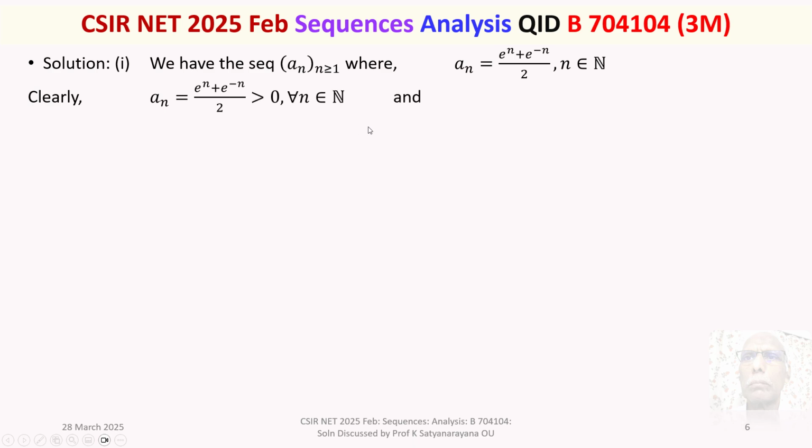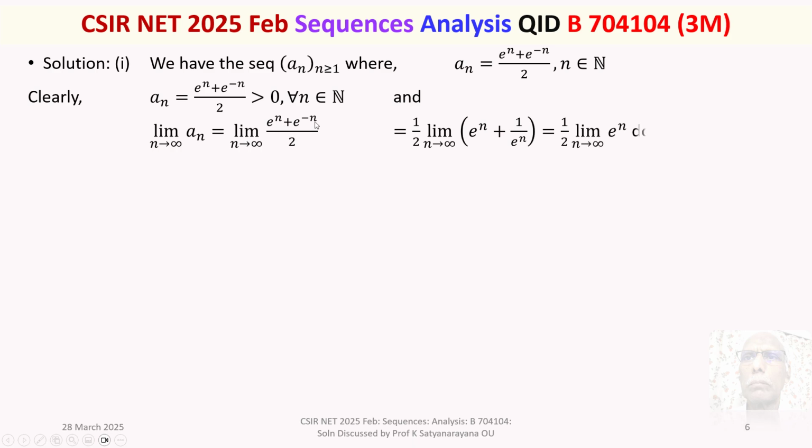Let us talk about the limit as n tends to infinity of an. That is equal to the limit as n tends to infinity of (e power n plus e power minus n) by 2. Take out 1 by 2: limit of e power n plus e power minus n, which is 1 by e power n. And you know, the limit as n tends to infinity of 1 by e power n tends to 0. Thereby we are left with 1 by 2 into the limit as n tends to infinity of e power n, which does not exist. Many people say it tends to infinity or is equal to infinity, but in the right terms, 1 by 2 limit n tends to infinity e power n does not exist.